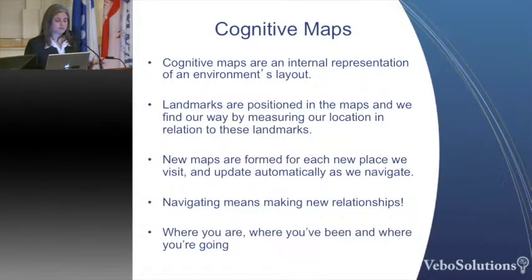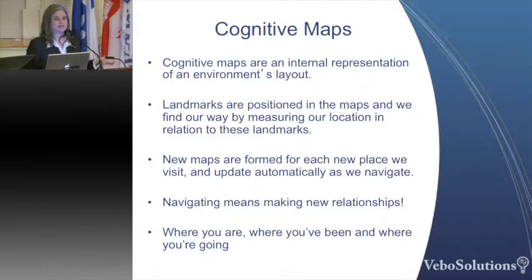So how do we get around? Well, we can use what we call cognitive maps. Cognitive maps are internal representations of an environment's layout. So when you have a mental map of where things are and where you want to go, landmarks may be positioned in your map, and when you navigate, we find our way by measuring our location in relation to these landmarks.